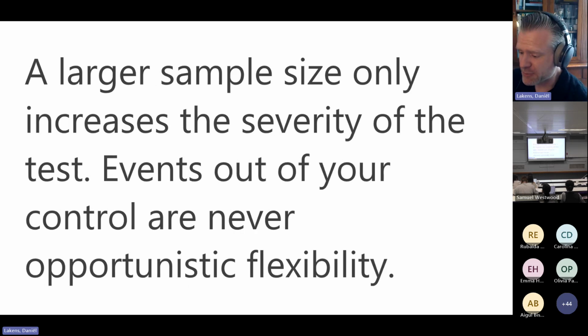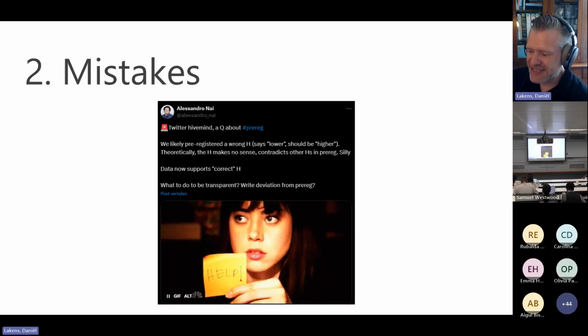adhere to the pre-registration. And in many cases, if you end up with a larger sample size, it's even a more severe test, especially if you can rule out any opportunistic extra sampling. You just ended up with more people, but out of your control. Well, then it's a more severe test because you have higher power. So you'll find it if it's there, with a higher probability. All right, the second is mistakes.